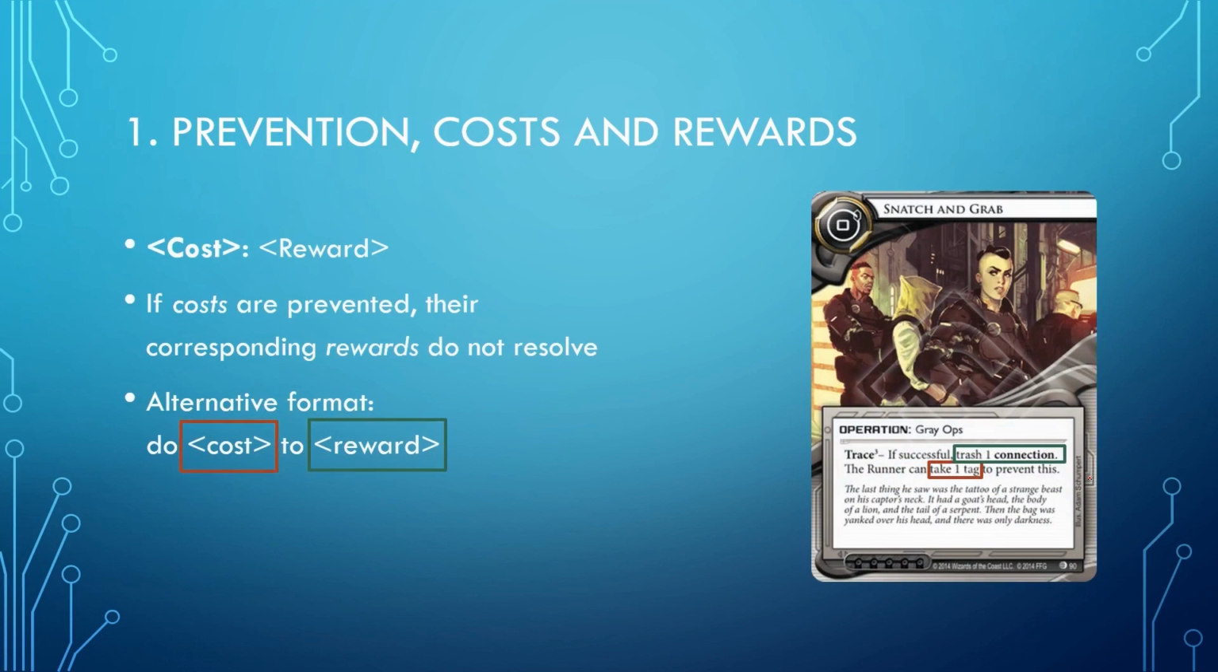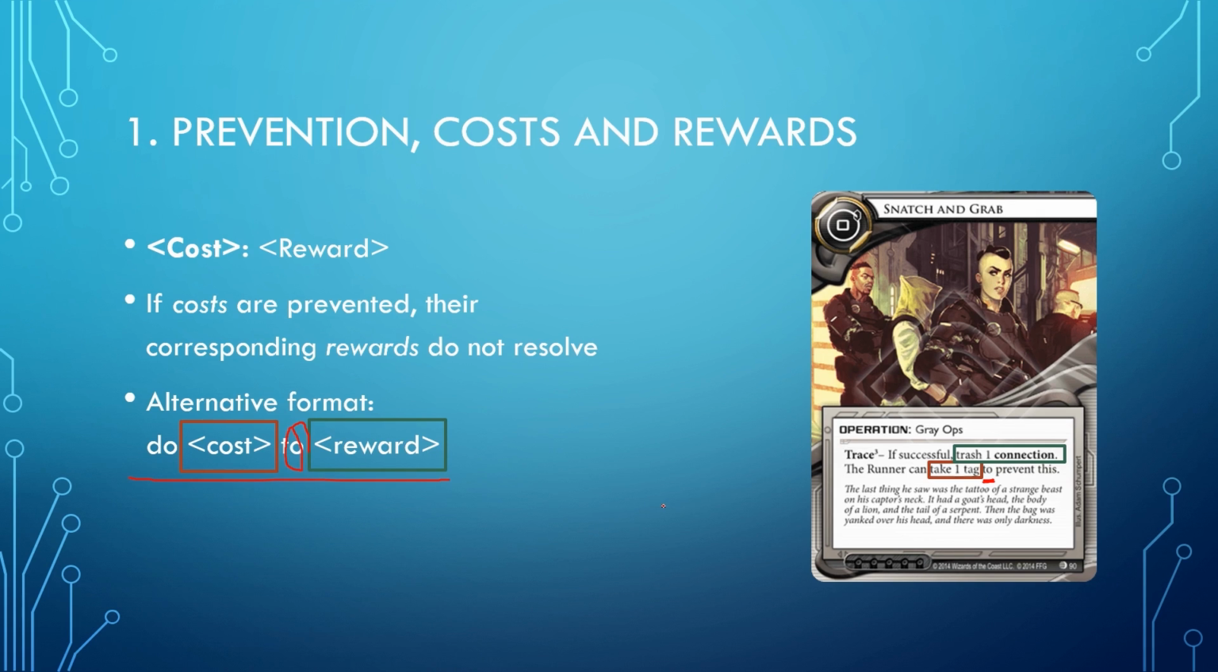Also note that there's another alternative format to this cost reward thing. This statement here, do cost to reward. This is seen on a couple of cards, most notably Snatch and Grab. The cost is take one tag, and the reward is trash one connection. This is not exactly do something: do something, but there's the word "to" here. The "to" keyword is what indicates cost.